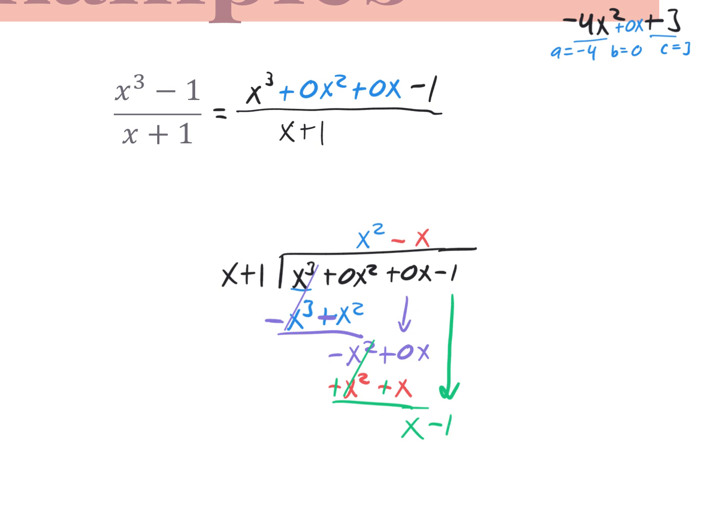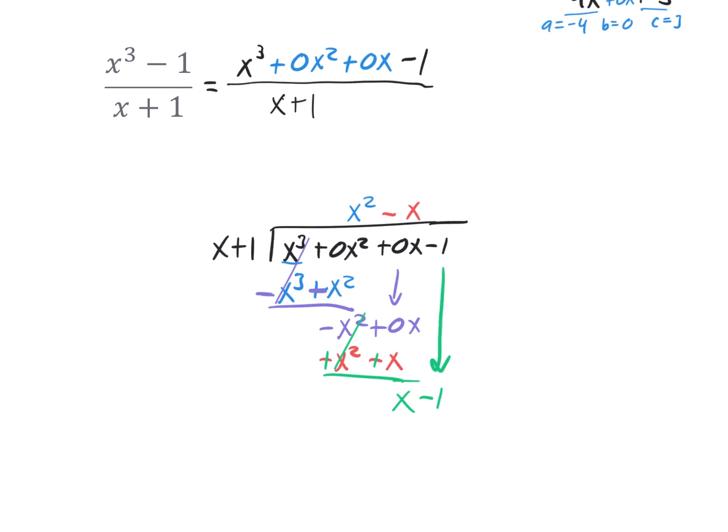And then bring down your next term. Your next term is a negative 1. And now you do the same thing. What do we need to multiply x plus 1 by to get an x minus 1, or to get an x? We really just need to multiply by 1. It doesn't change the value at all, so let's just multiply by 1. 1 times x plus 1 is going to get us this x plus 1. And this cancels out.